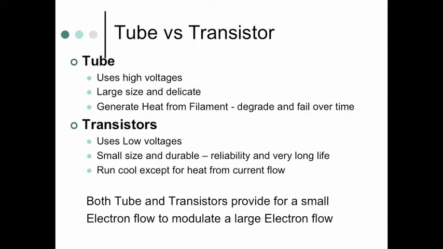They run cool except from excessive heat current flow, which is in the power transistors on the output stage of a big amplifier. But then you can dissipate that heat fairly easily. Both tube and transistors operate on the same principle. You can just think of that water spigot, that's how they work.